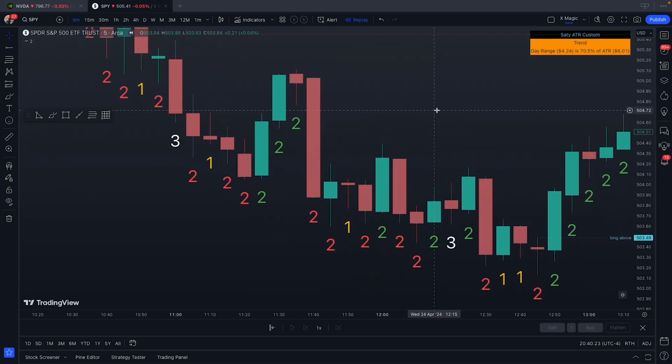So we saw a hammer that could have been possibly something to look at, correct? Yeah. Even though it's a two, it could be a 2-1-2 green, right? But yeah, it was a 2-1-2 red. Correct? Exactly. So for Tati's question, when you see that, that means we're going to continue going down.